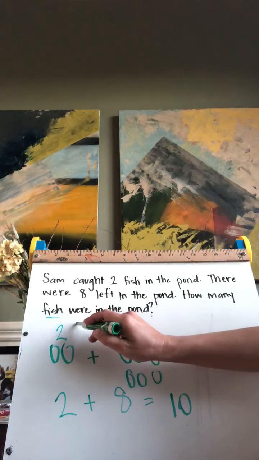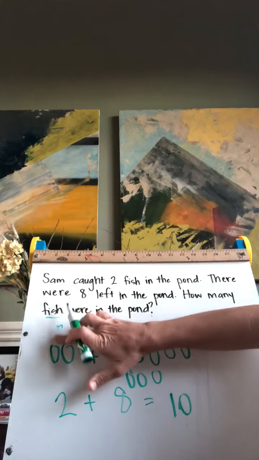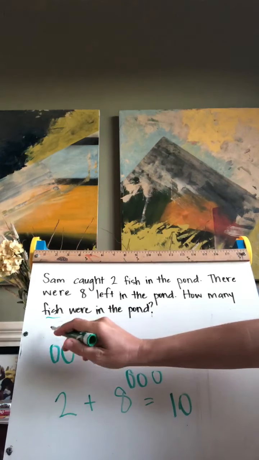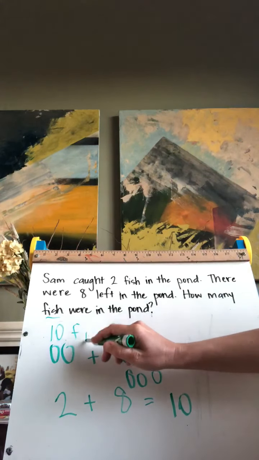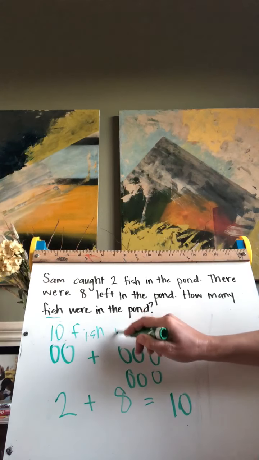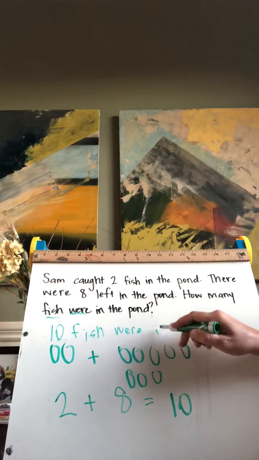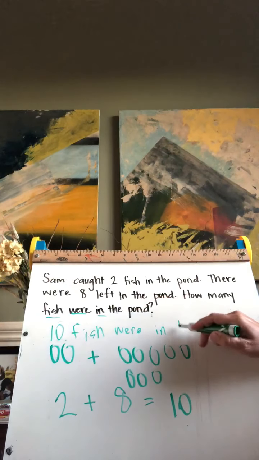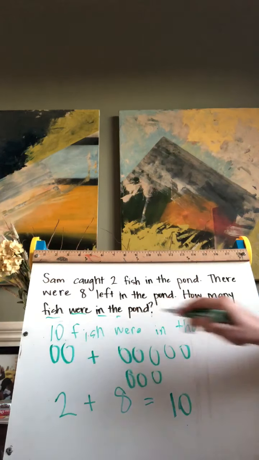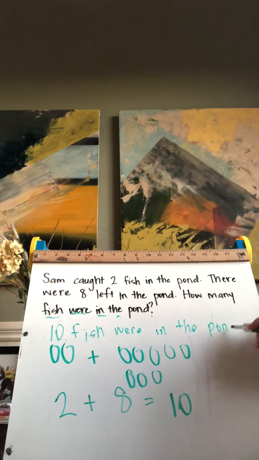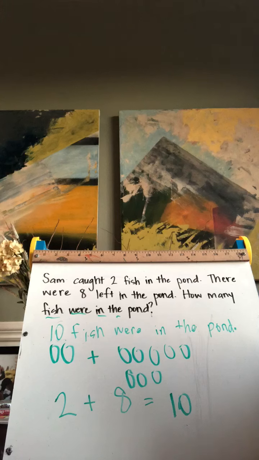2 fish. Not 2, silly Miss Metz. 10 fish were, see where I'm getting my words? In the pond. So now I have a sentence that answers my question. How many fish were in the pond? There were 10 fish in the pond.